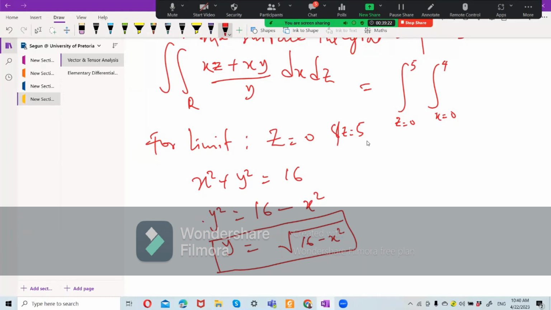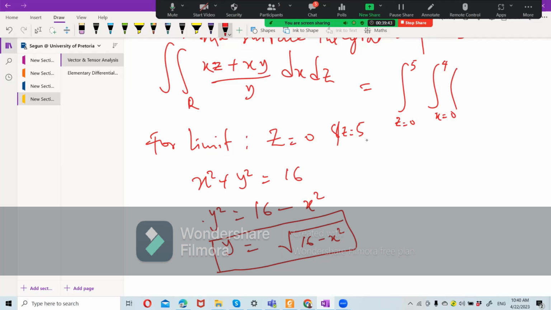So how do I get 0 to 4? Who can tell us? I can see it where I just calculated now. When you put x equal to 0, what is the square root of 16? 4. Are we together? Yes, sir.